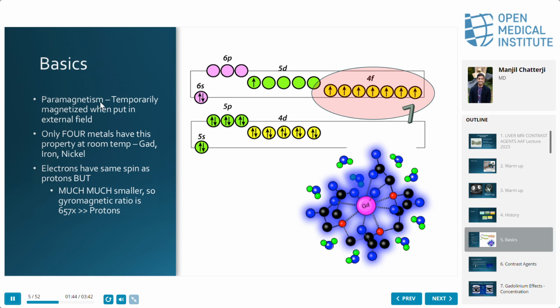But the idea is you want to make things magnetic, and so an MRI machine is great at temporarily magnetizing the body when you put it into an external field. Only 4 metals have this property. Only 4 on the entire table can become magnetized when put into a field. And those are gadolinium, iron, and nickel. 1, 2, 3. There's a 4th.